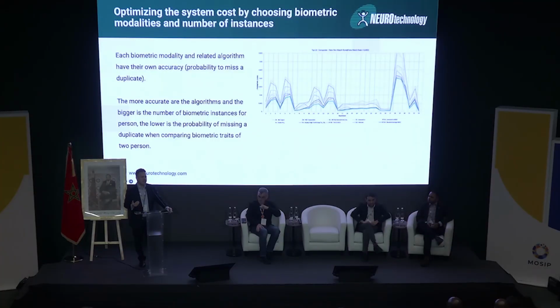Also, we need to understand that biometrics has different accuracy depending on the modalities and depending on the number of instances that we use. That means that face biometrics, for example, has different accuracy than fingerprints, and when we use 1 fingerprint, we get a different accuracy than when we use 10 fingerprints. So the higher the quantity of biometrics that we are using in the deduplication, the lower the possibility that a duplicate is missed in the system.